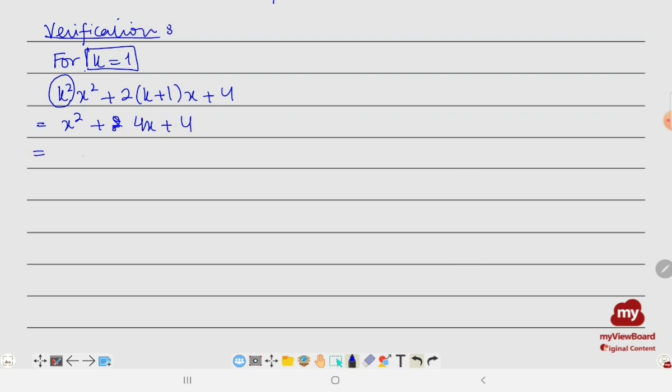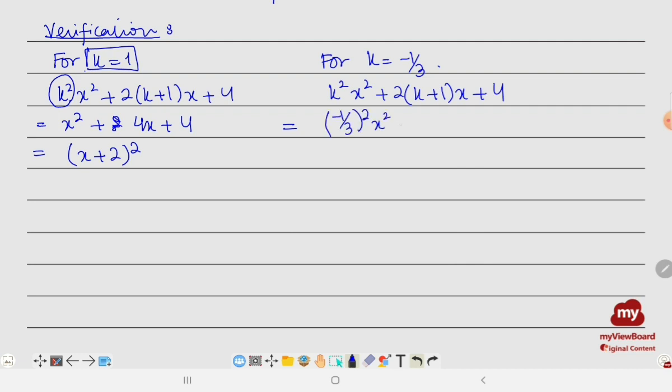So you see, this expression is a perfect square. You can easily write it like this. Now for the value of k equal to minus 1 by 3, let's insert minus 1 by 3 in this same given expression. Instead of k, we'll write (minus 1 by 3) whole square x square, and here we are going to have 2 into (minus 1 by 3 plus 1) into x plus 4. We just have to solve it further. It will become x square divided by 9, and from here minus 1 plus 3 by 3, and x plus 4.